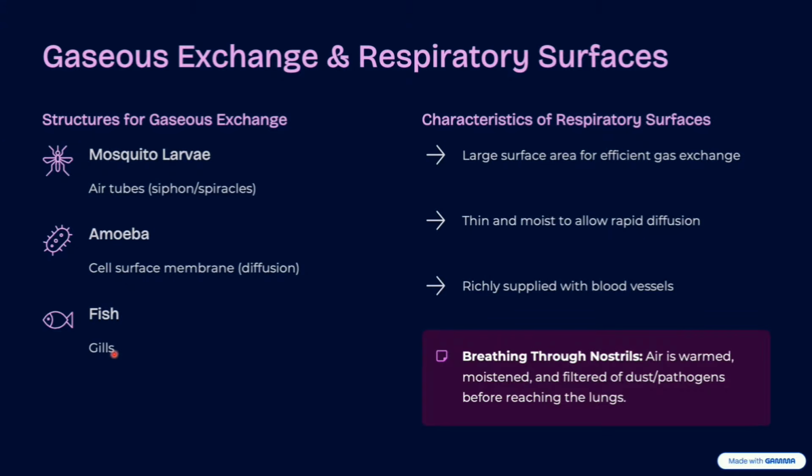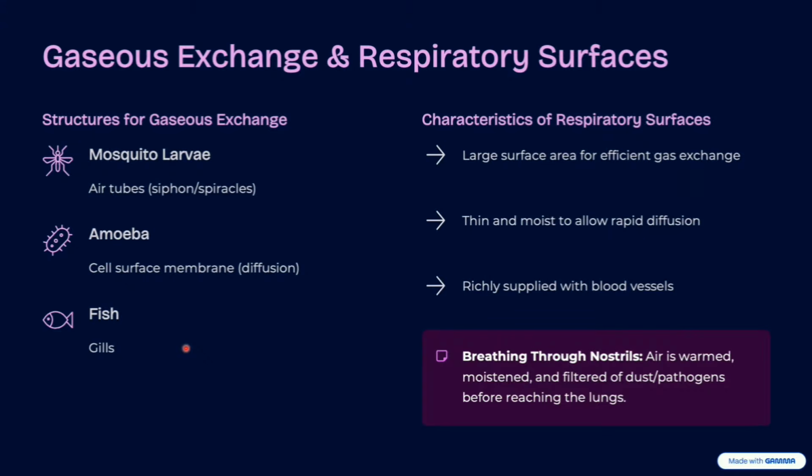We are supposed to look at the structure. Actually, the structure is gills. So those who just write gill, you are not giving it right, because the question itself is talking about the plural form of the answers. But if you are asked to give the respiratory surface, then you talk about gill filaments.